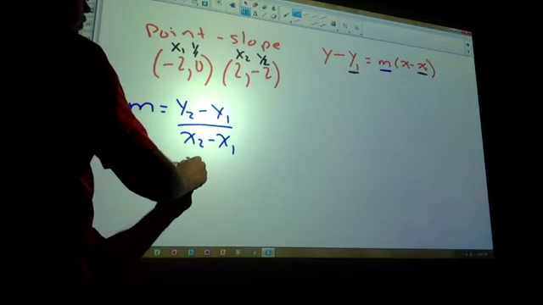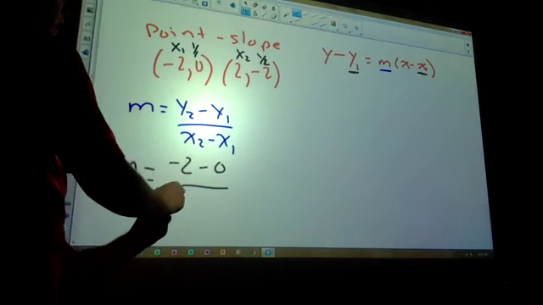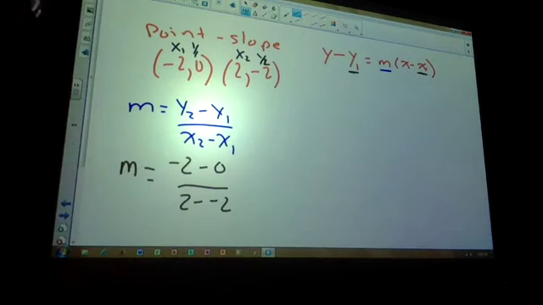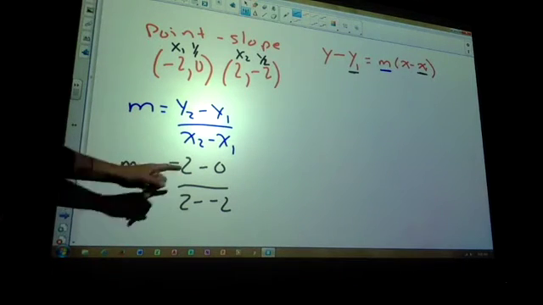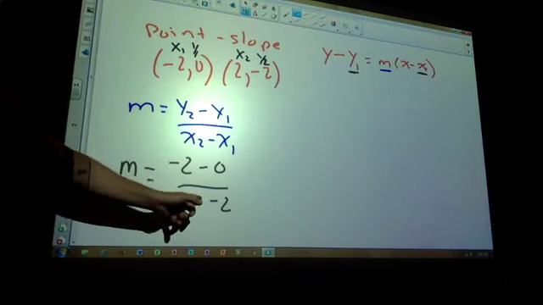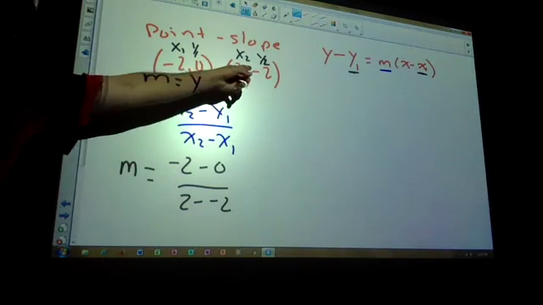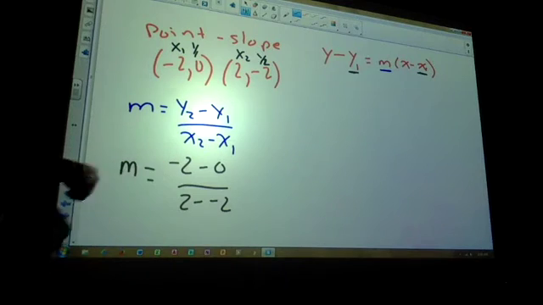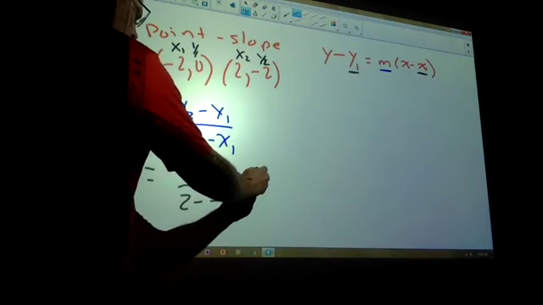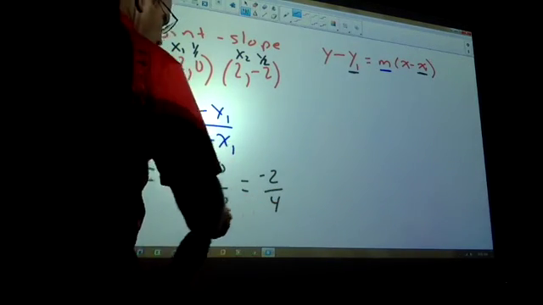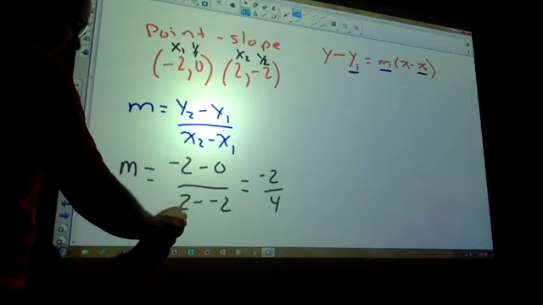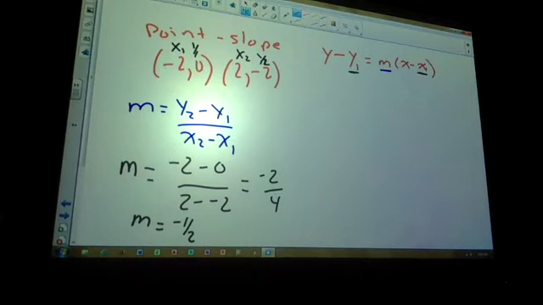I'm going to get -2 minus 0 and 2 minus 2. Agree? And remember, this minus sign comes from right here. This minus sign right here comes from right here. This one came because I had a negative, and then obviously that one's from there. What do we get? -2, which reduces to what? -1/2. -1/2. Everybody okay with that? Yep. Thank you.